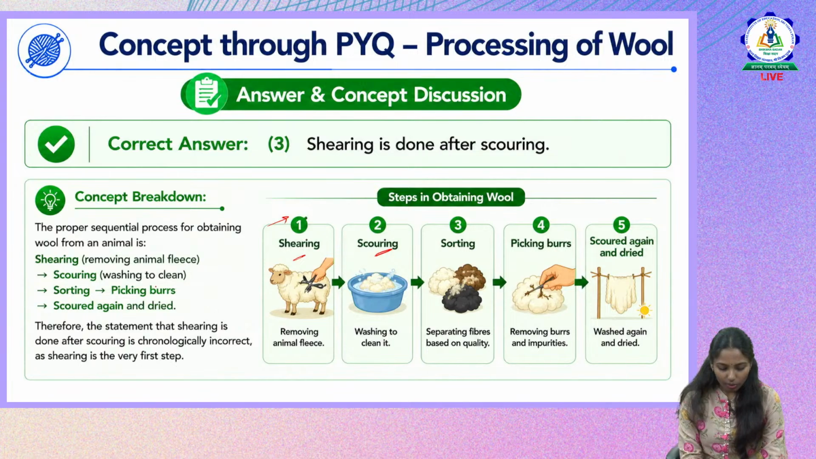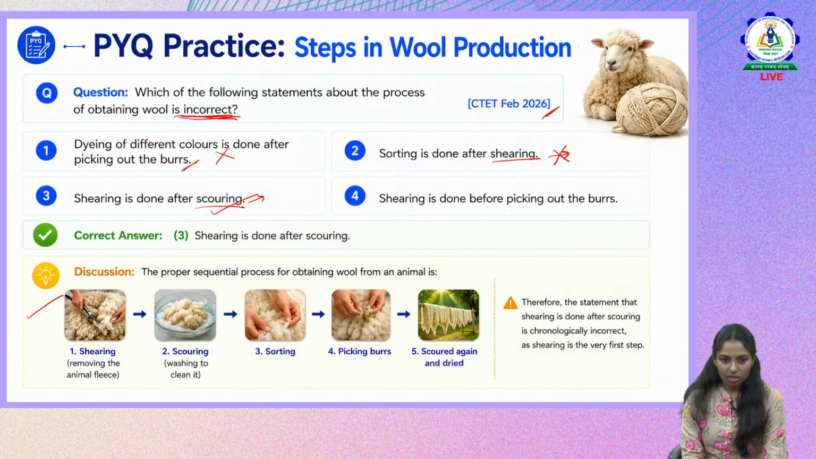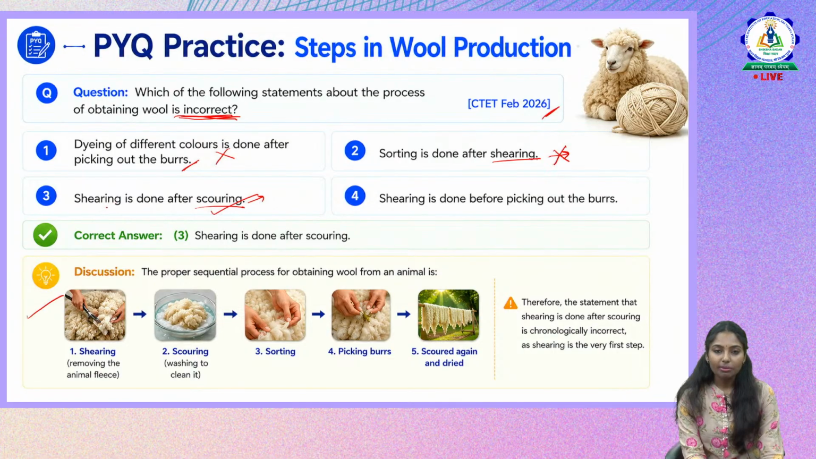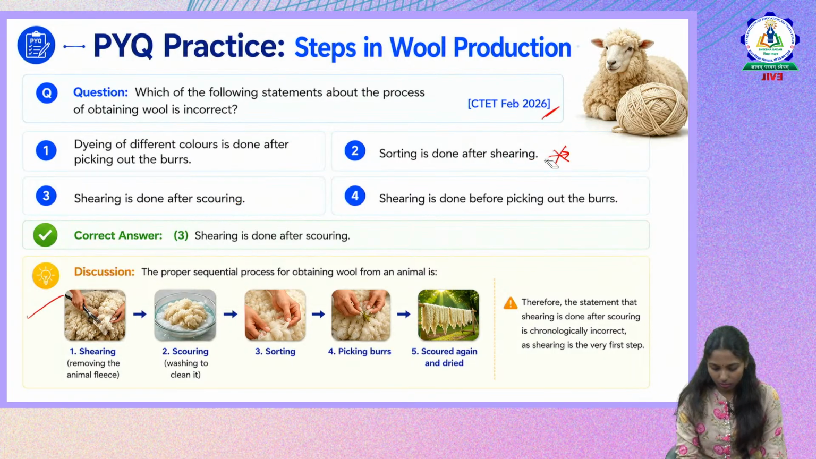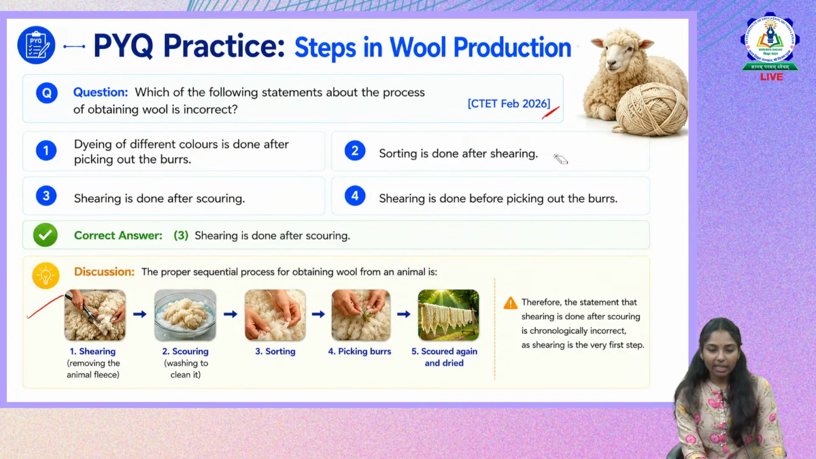Okay. So here if you see, scouring is washing. So we'll go back. No, shearing is nothing but removing the wool. That's the first step. So shearing is done before scouring, not scouring before shearing. So this is the incorrect option. So let us again start from the first.